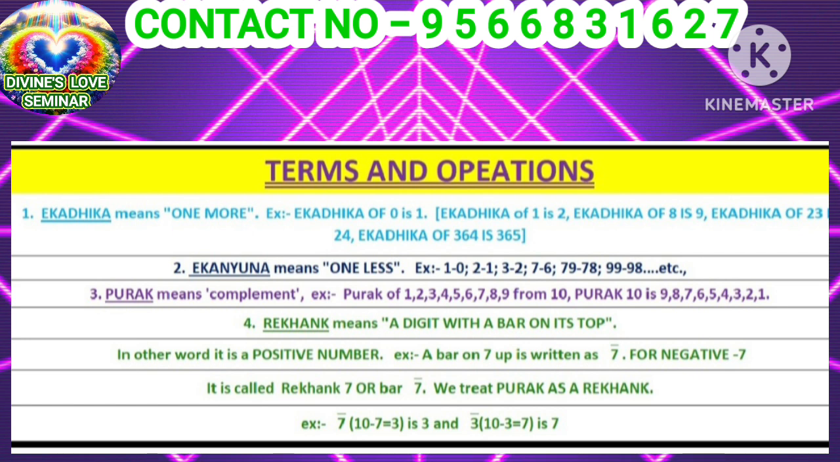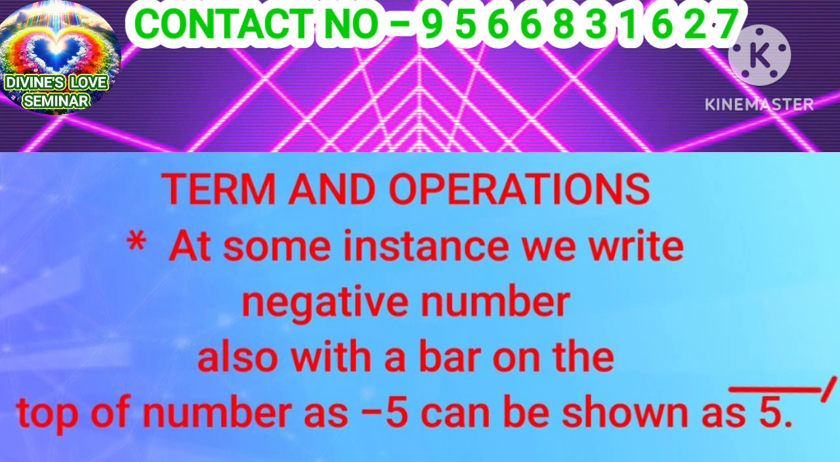These are all terms and operations we can say. On some occasions, we write a negative number also with a bar on the top of the number. As you see, minus 5 can be written as 5 with a bar on the top of the 5. We will say it as bar 5. See the image.